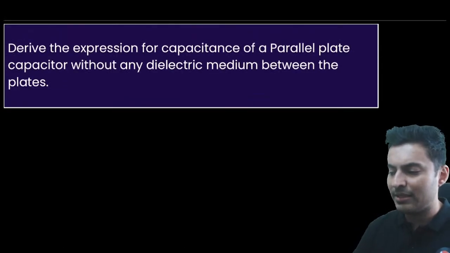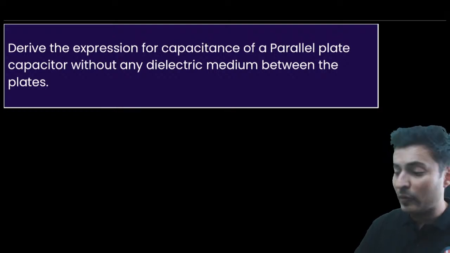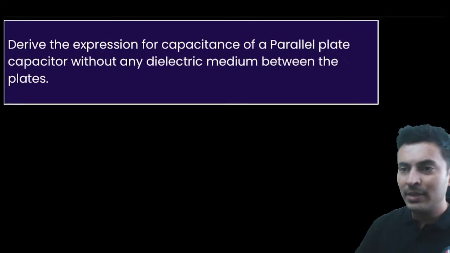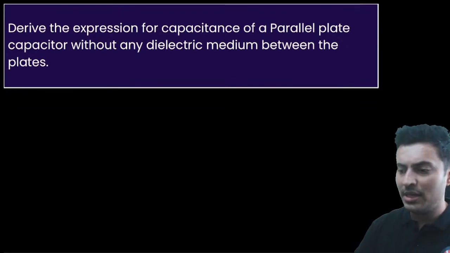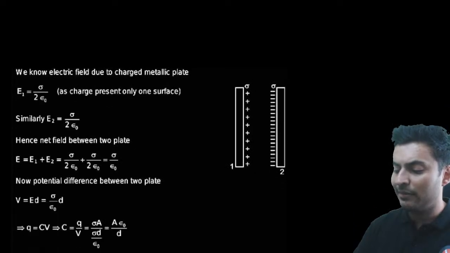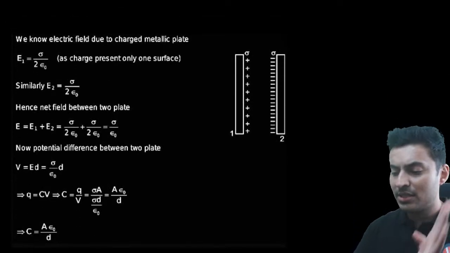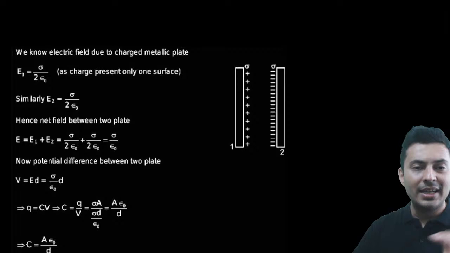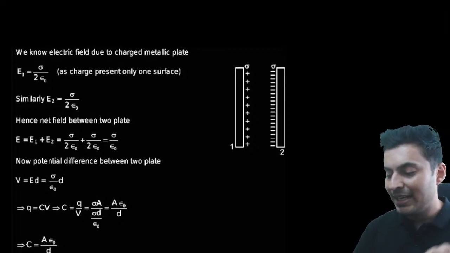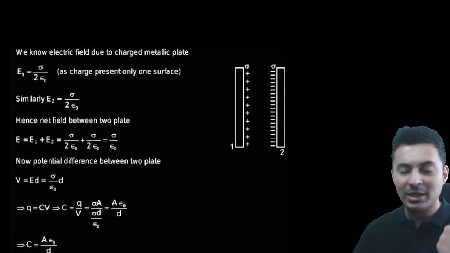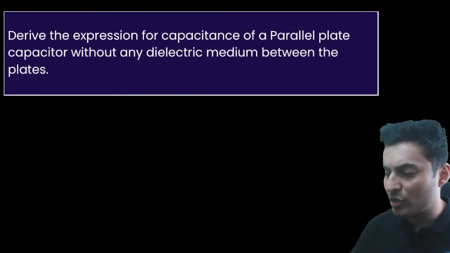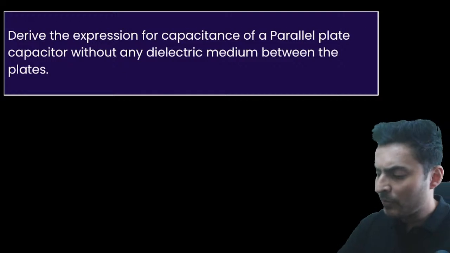Derive the expression for capacitance of a parallel plate capacitor without any dielectric medium between the plates. So watch my derivation class, but if you have not watched the derivation class, please go through NCERT and then watch the derivation class. All right, it will be very, very easy. This derivation starts off with finding the electric field between the two plates, then finding the potential difference between them, and then finding the capacitance. Just to give you a brief rundown. So this is how it goes.